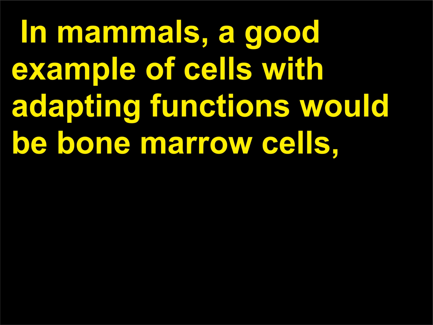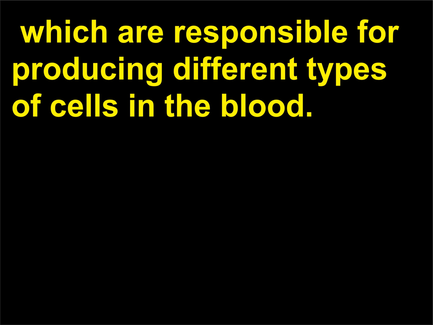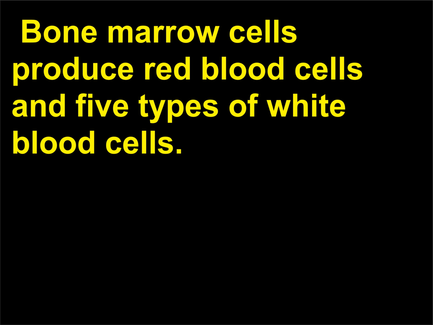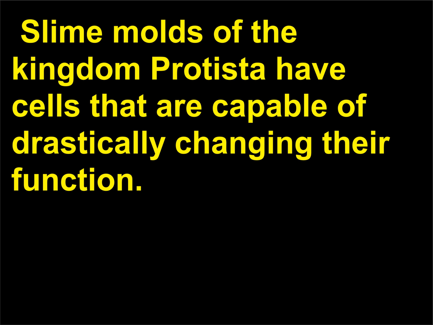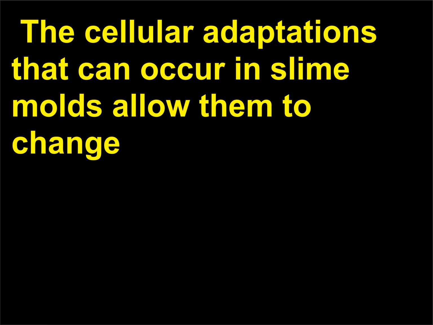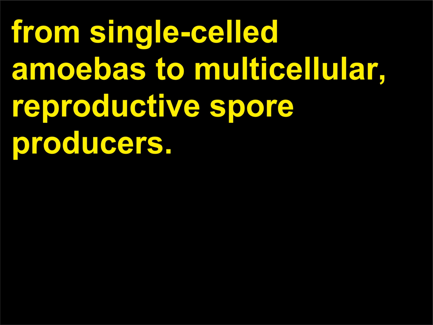In mammals, a good example of cells with adapting functions would be bone marrow cells, which are responsible for producing different types of cells in the blood. Bone marrow cells produce red blood cells and 5 types of white blood cells. Slime molds of the kingdom Protista have cells that are capable of drastically changing their function. The cellular adaptations that can occur in slime molds allow them to change from single-celled amoebas to multicellular, reproductive spore producers.